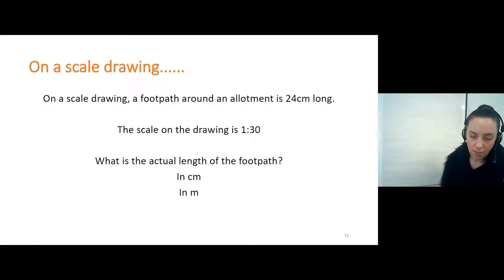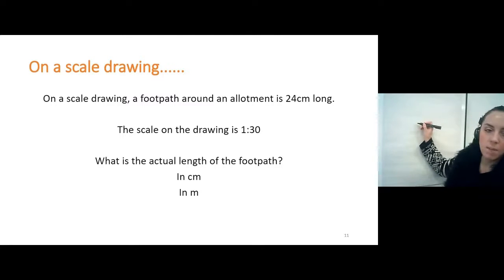So let's create an image. Sometimes I find it easier, if there's no image given in a question, I make one myself because I can find it easier to actually understand what we're doing. So we have a footpath around an allotment. Don't worry, I'm not going to draw an allotment. This could be our allotment today. There you go. And the path is 24 centimetres long, so that's going all the way around.